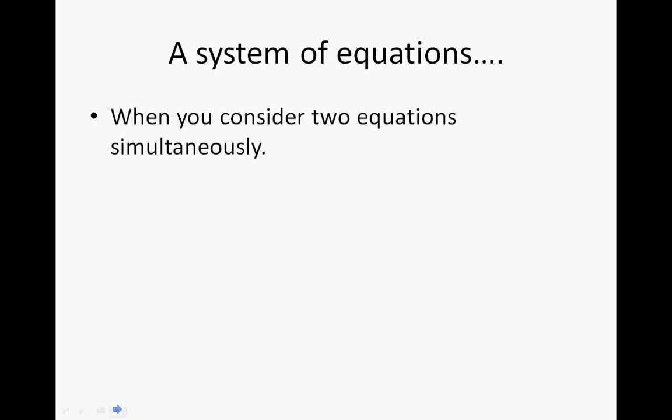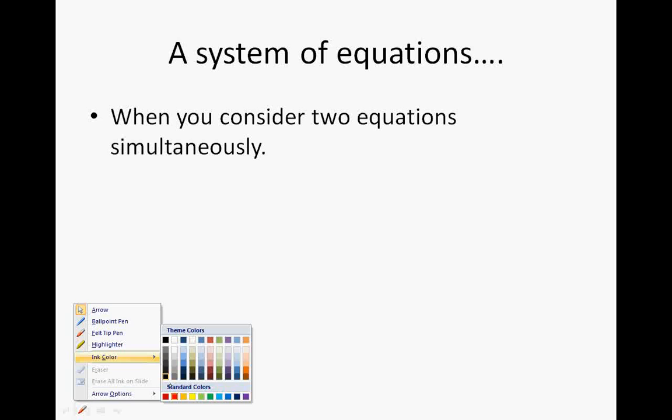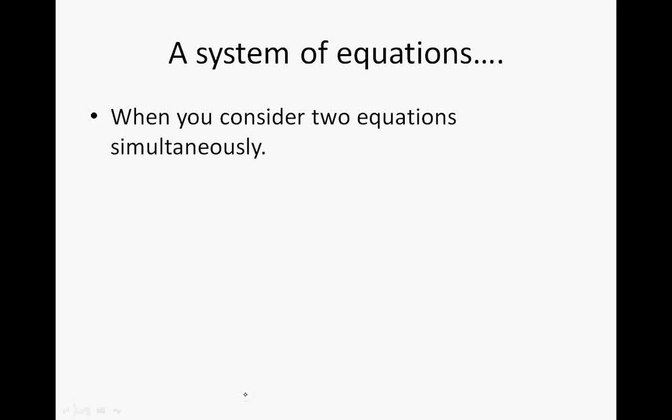A system of equations is when you consider two equations simultaneously. And the word simultaneously means at the same time. So for example, here's a little system: y equals 3x plus 1 and y equals 1/2 x minus 5. If I were to write a problem that would require graphing or examining both of these equations, this would be considered a system.